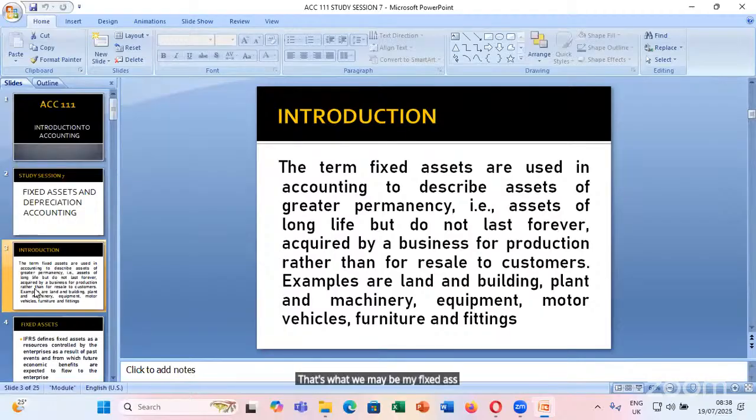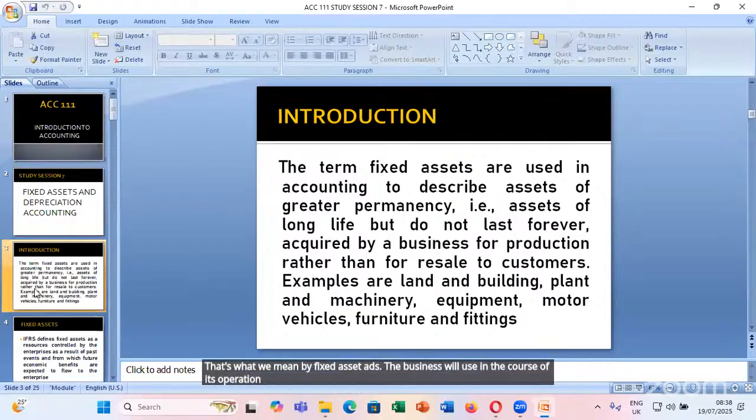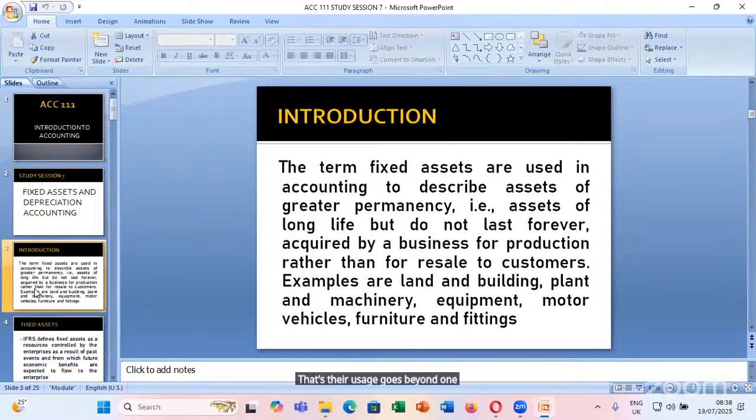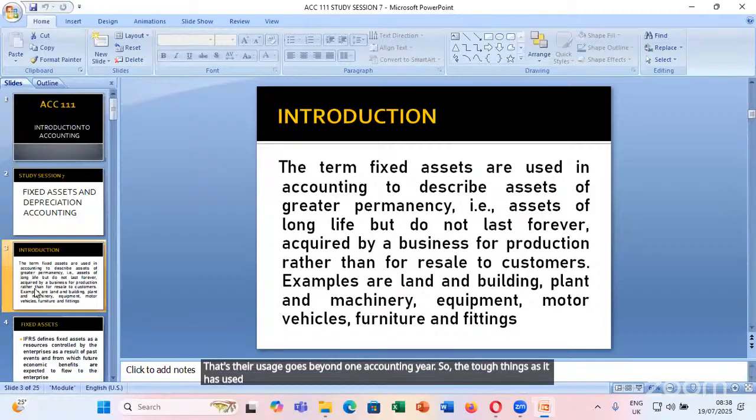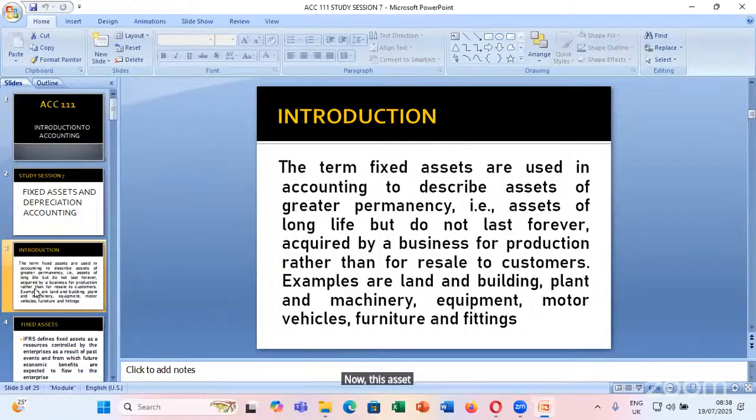They are assets that the business will use in the course of its operation that last more than 1 year, that their usage goes beyond 1 accounting year. So the term fixed asset, as used in accounting, describes assets of greater permanency, that is, assets of longer life but that do not last forever, acquired by a business for production rather than for resale to customers. Examples are land, building, plant and machinery, equipment, motor vehicles, furniture, and fittings.